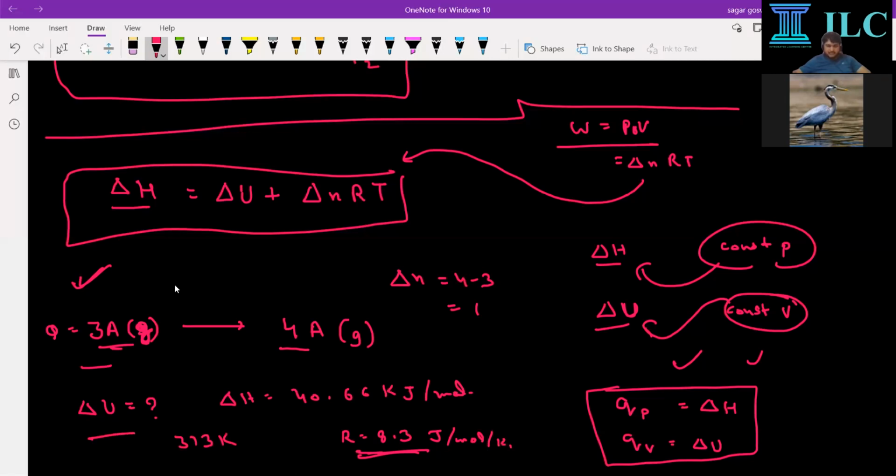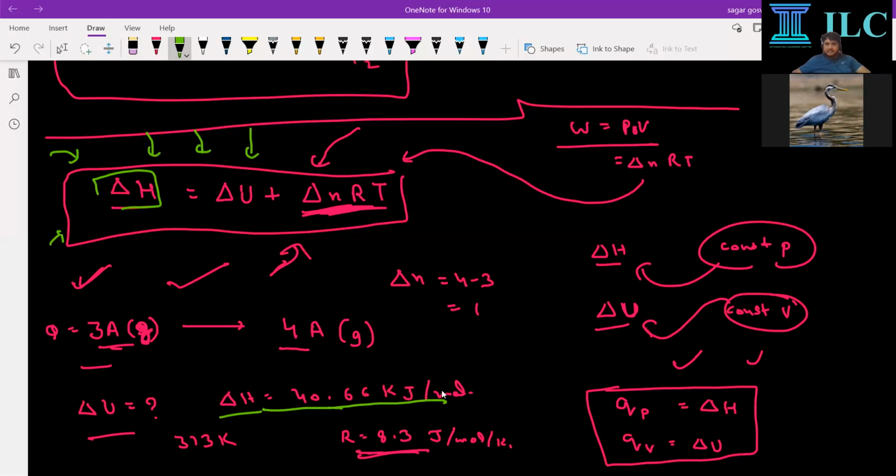Of course. The formula is given to you, na? So it will go to the right side. Delta U, apply this formula, Vishnu. What is the answer you are getting? This above formula, which I just told you recently: delta H equals delta U plus delta nRT. Yes, delta H is given to you.